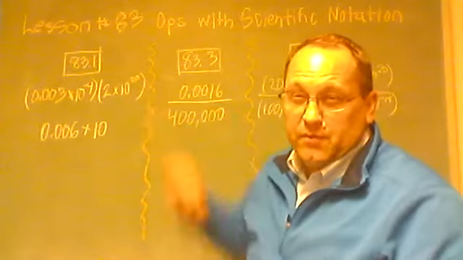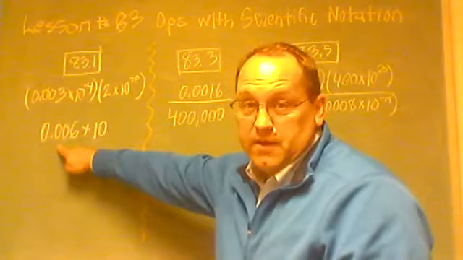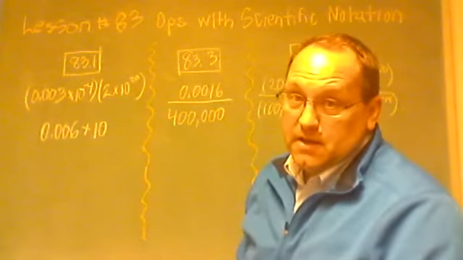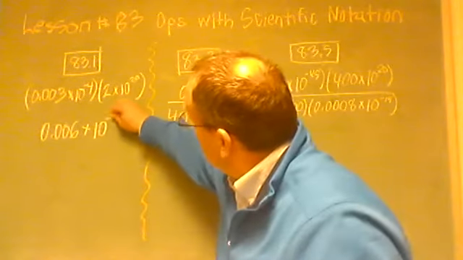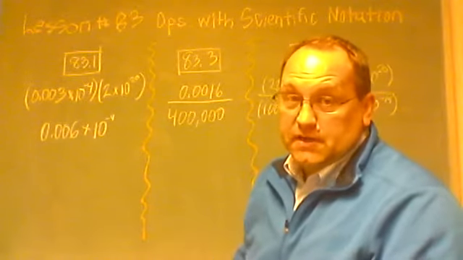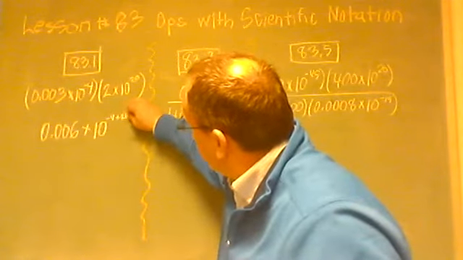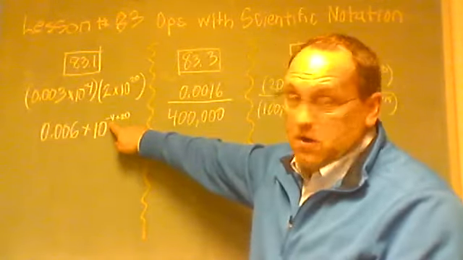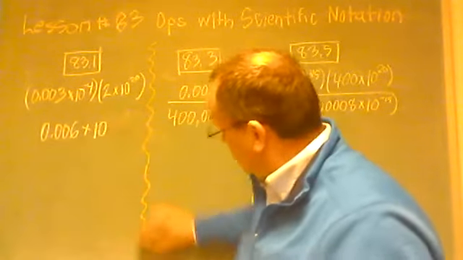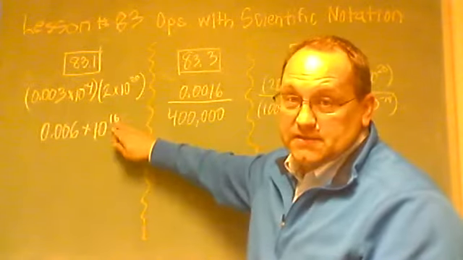Then I'm going to multiply my powers of 10. This is example 83.1 in your book. This is the part I do with the calculator, the numbers. This is the part I do in my head. I have a power of 10 to the minus 4, and I have a power of 10 to the 20. When I multiply powers of the same base, I add the exponents. So I have a minus 4 plus 20, which turns out to be a plus 16. If you want to do that in your head and combine it into 16 there, you can.